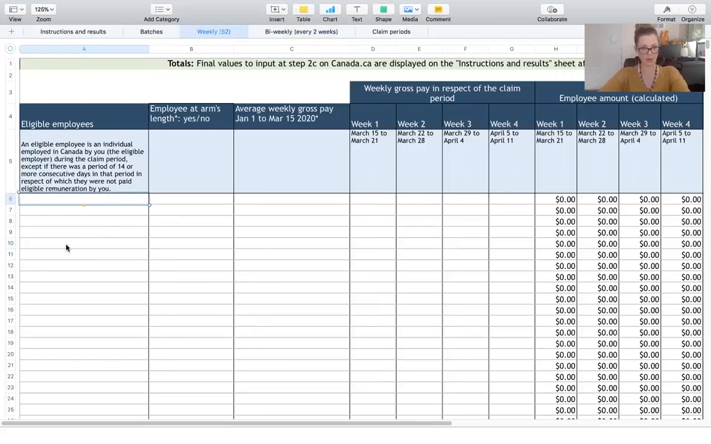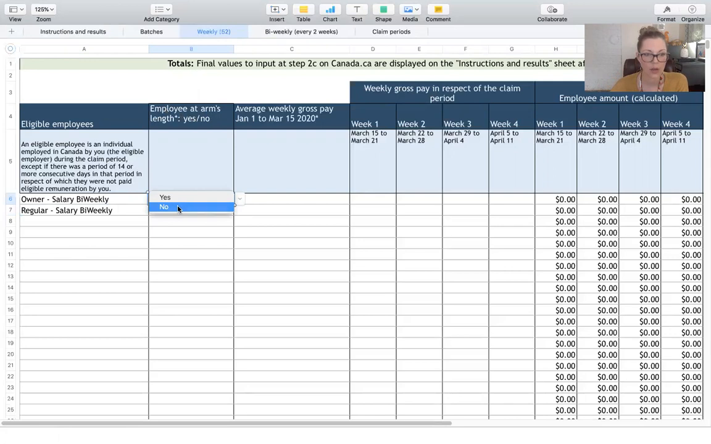So in this example, let's say I am the owner and I'm on a salary biweekly. And then, just so I can fiddle with a couple examples here, let's say another example is going to be a regular person who's on salary biweekly as well. So if I'm the owner, is the employee at arm's length? Yes or no? No. I am not arm's length from myself because I control the company.